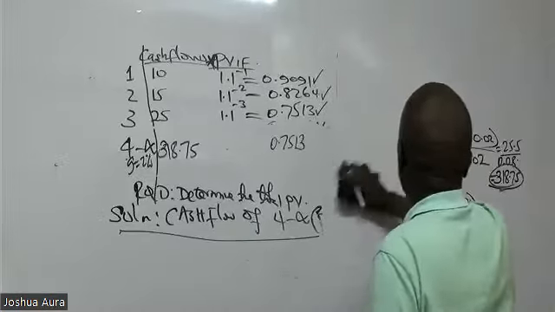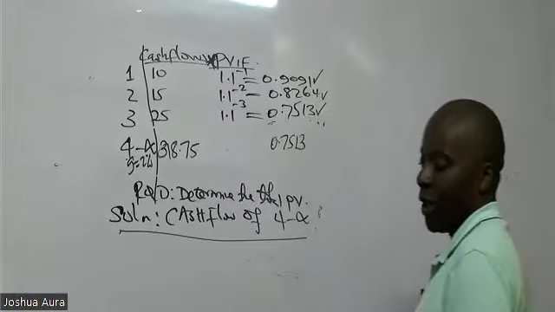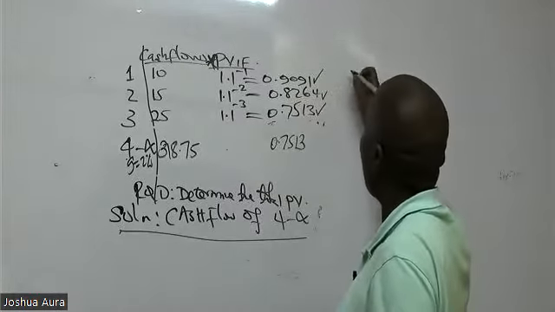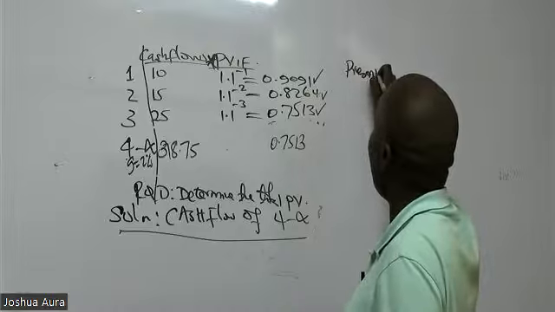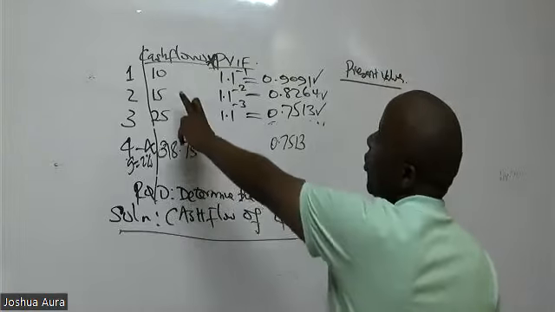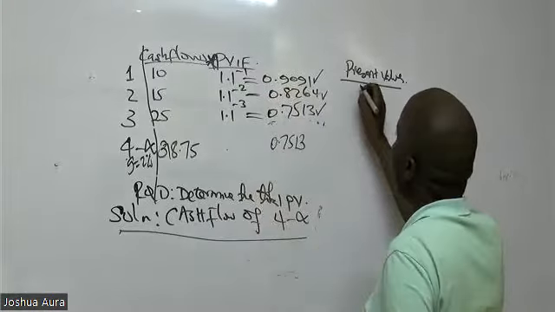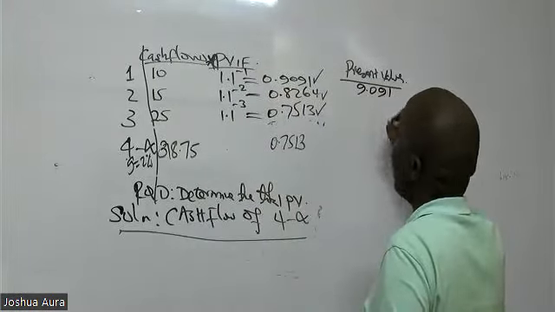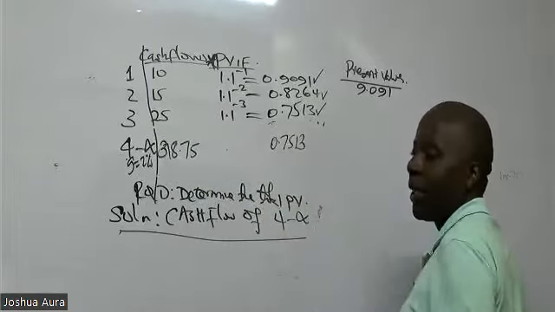Ladies and gentlemen, after that, would you be kind enough by coming here and creating a column for present values, or discounted cash flows. So we have here present value. So present values, like the first one will be this cash flow times the PV, which in this case is giving us 9.091.